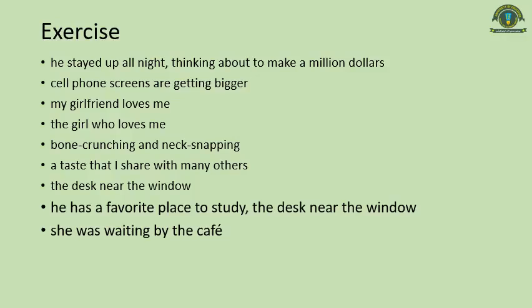He has a favorite place to study. The desk near the window. The second last, and the last one is, she was waiting by the cafe. So you have 2 to 3 minutes to solve this exercise.